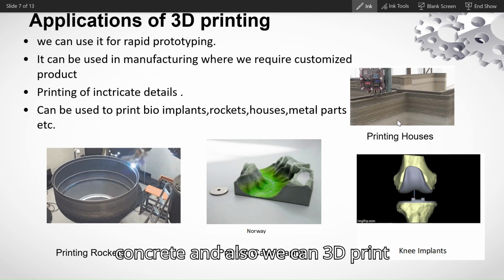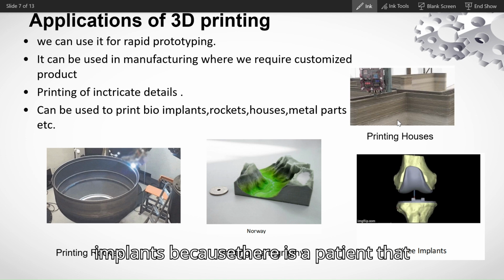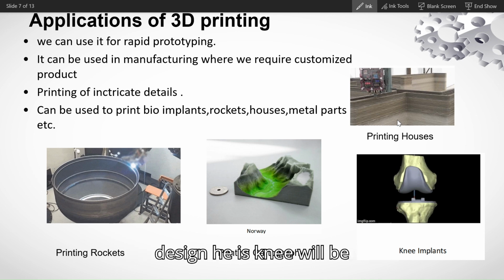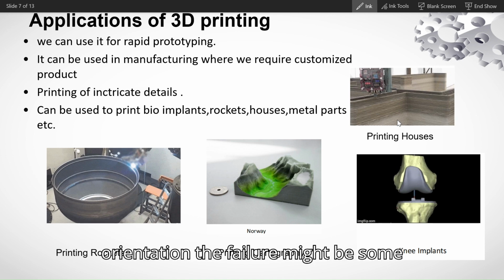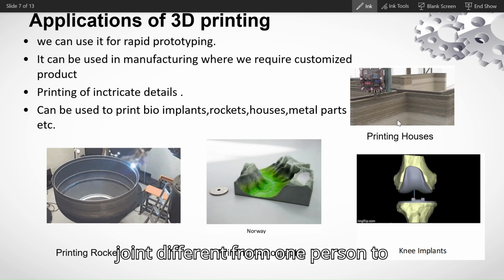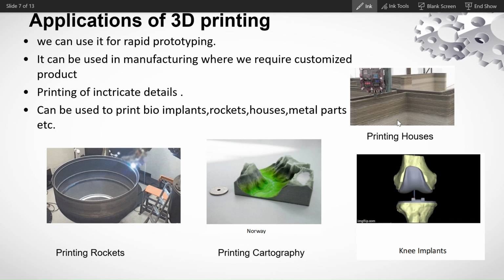And also we can 3D print metal parts, we can 3D print bio implants, customizable. I want to highlight it, customizable bio implants. Because there is a patient that requires some different design, and the failure might be different, like failure of a knee joint differs from one person to another person, based on their problems.